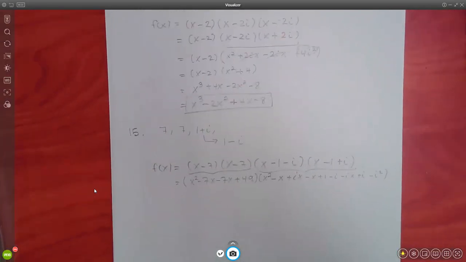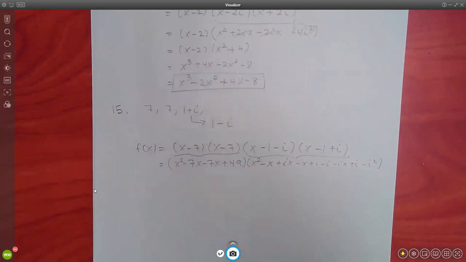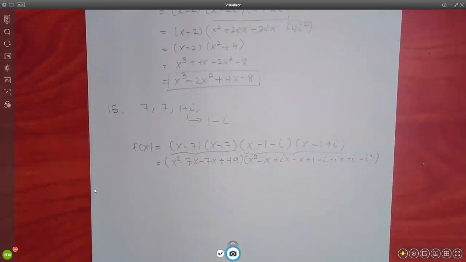I had to get real small because I knew there was a bunch of terms in there and I needed to fit them all.